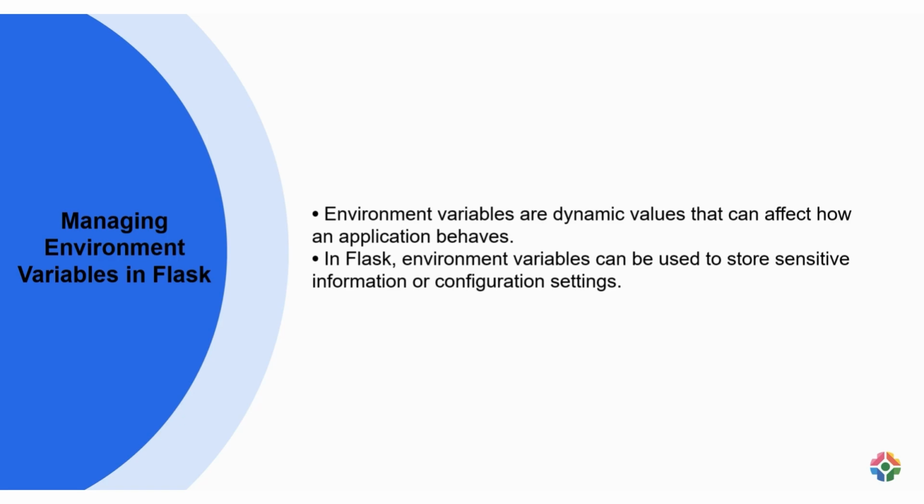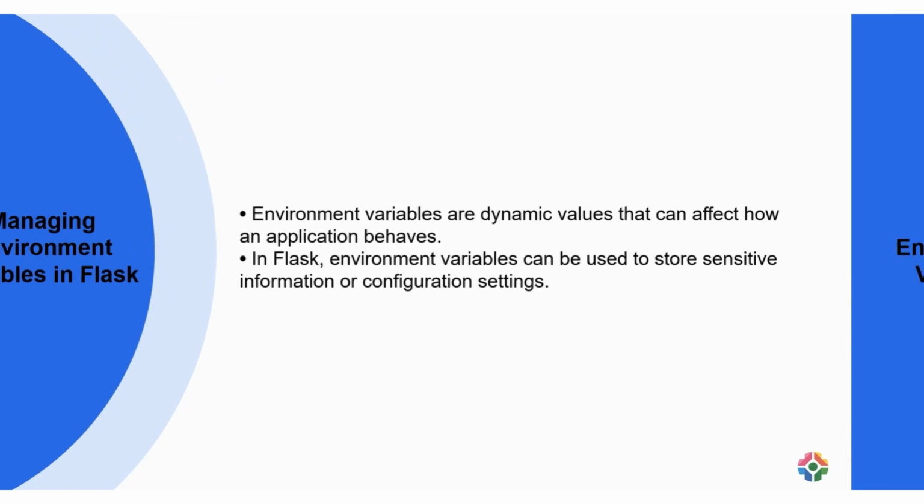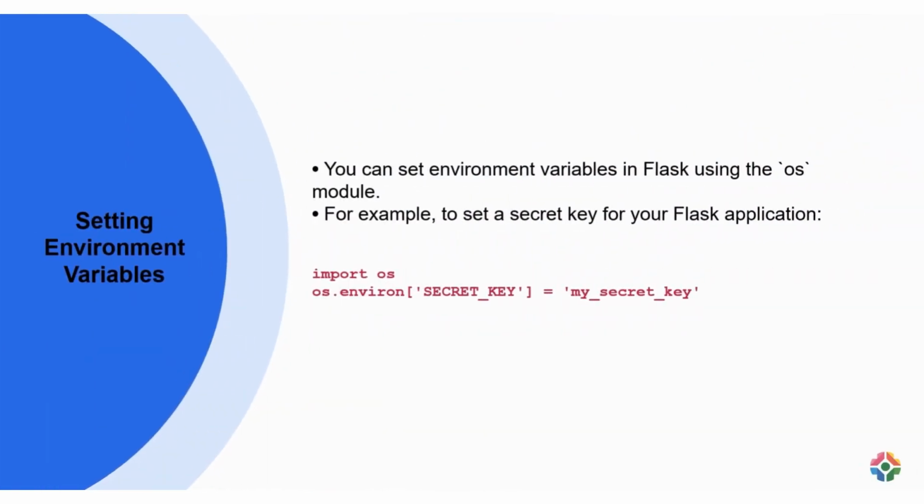By using environment variables, sensitive information is kept secure and separate from the application code, reducing the risk of exposure. This practice enhances security and makes it easier to deploy applications across different environments without the need to modify the codebase. To set environment variables in Flask, import the os module and then use the os.environ dictionary.